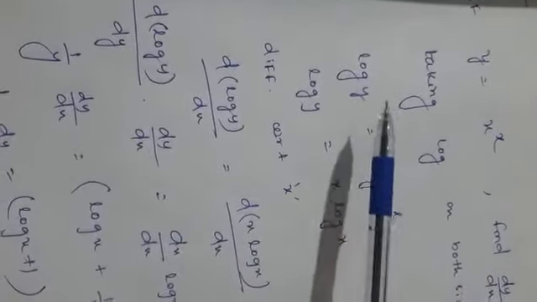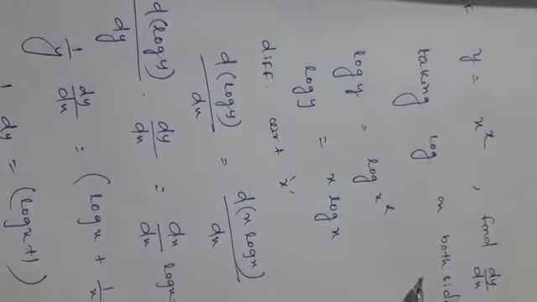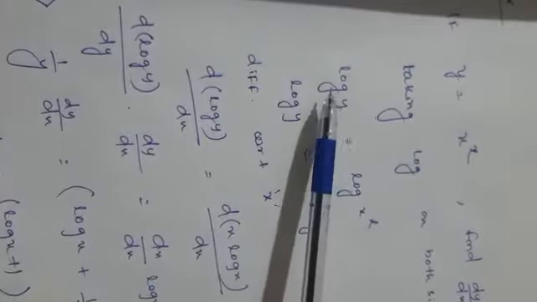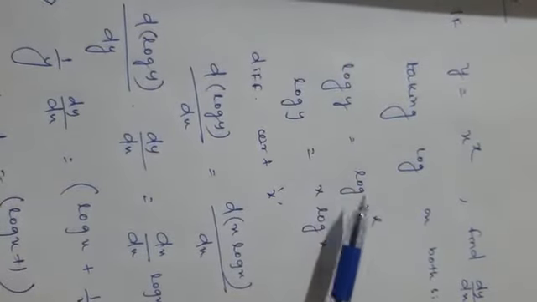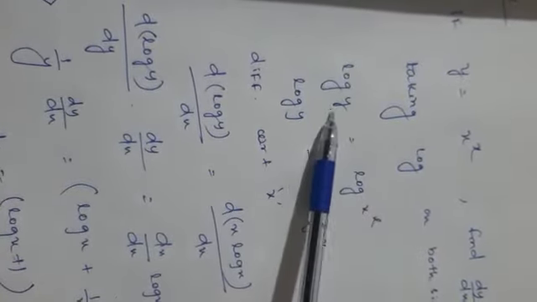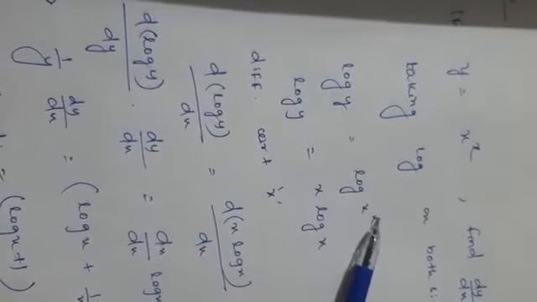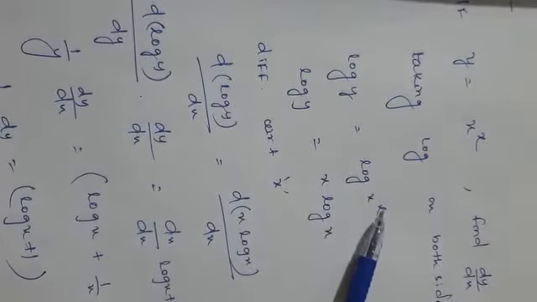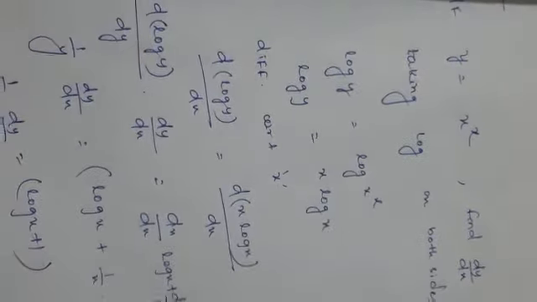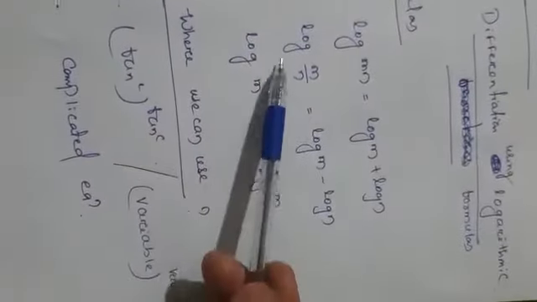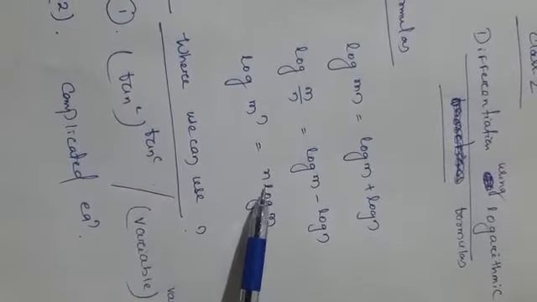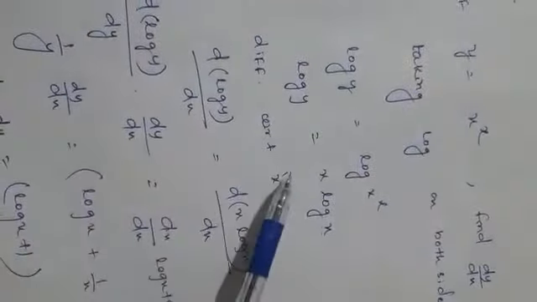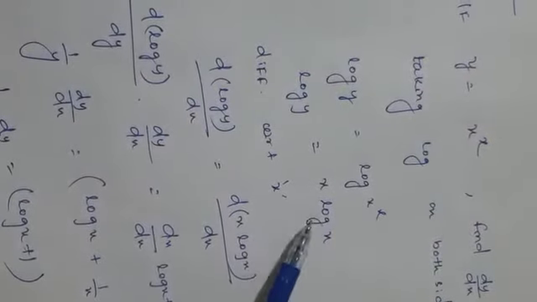So what is the procedure? Taking log on both sides, log on the left hand side as well as log on the right hand side. log y is equal to log x to the power x. This is of the form log m to the power n. What is the formula of log m to the power n? It is equal to n log m. So applying that formula, log y is equal to x log x.